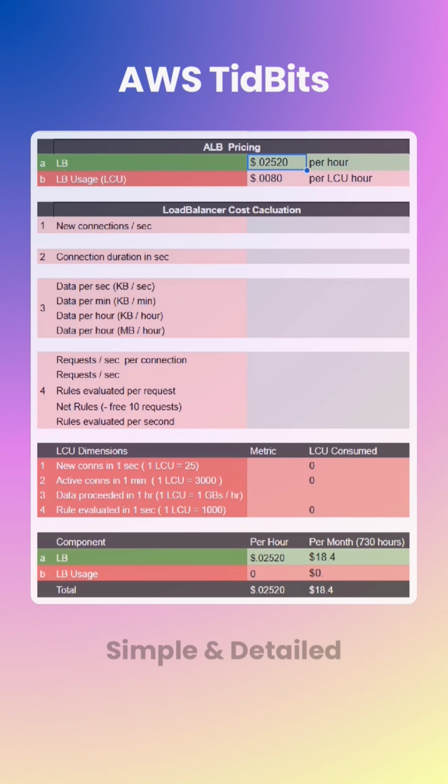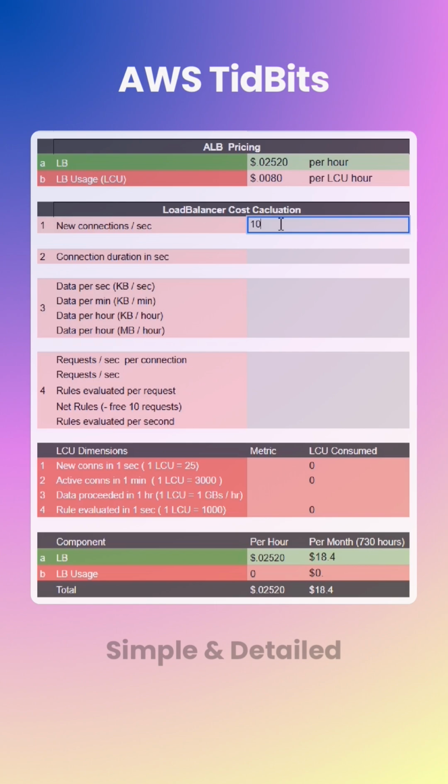The first component is the cost of the LB itself, which is about $0.2520 per hour. Usually the load balancer runs for the entire month, which is 730 hours, so it amounts to $18.4. Next is the LCU calculation. There are four metrics that are considered for the LCU calculation. Of these four metrics, the one with the highest consumption is accounted for the LCU calculation.